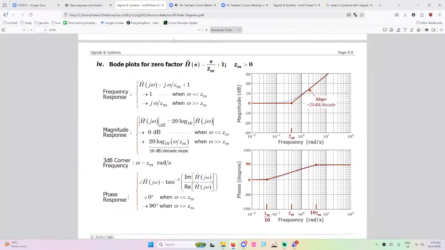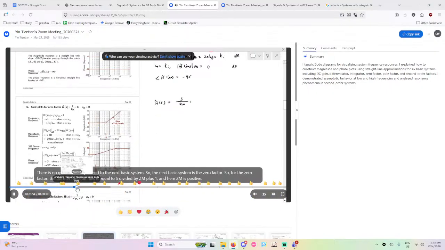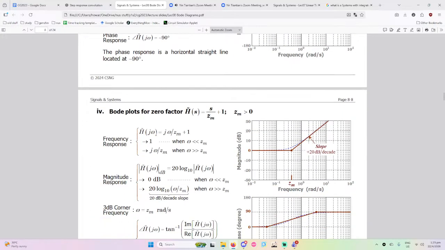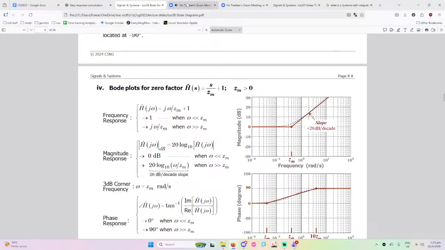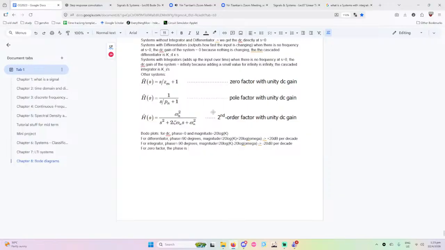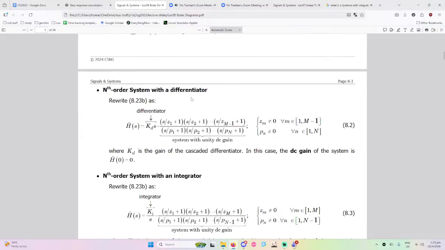How about the phase of the frequency response? What is the phase of it? Any questions so far? There is no question. Let's proceed to the next basic system.